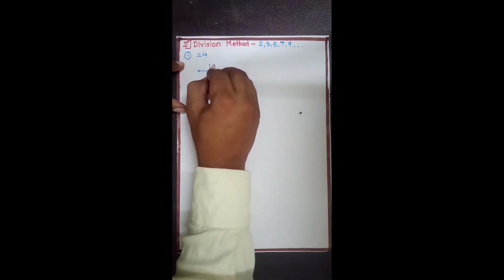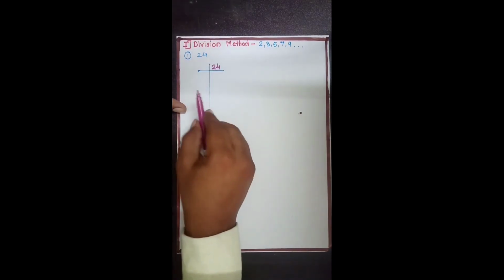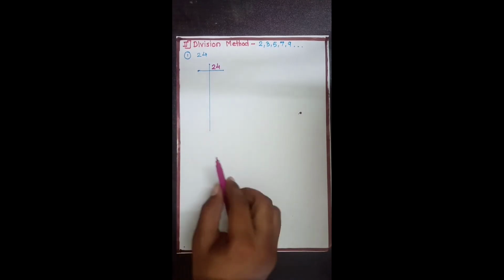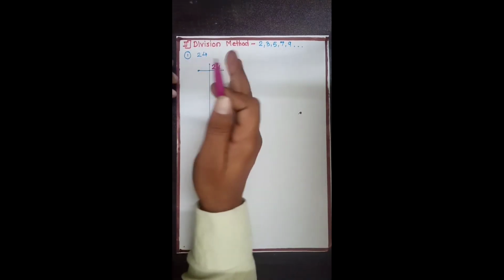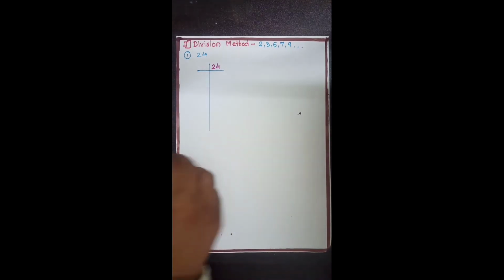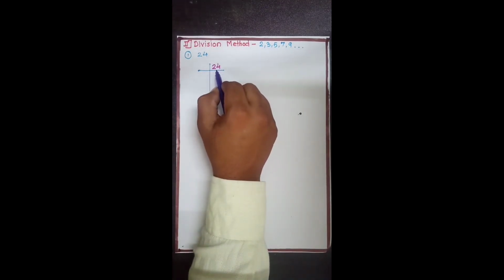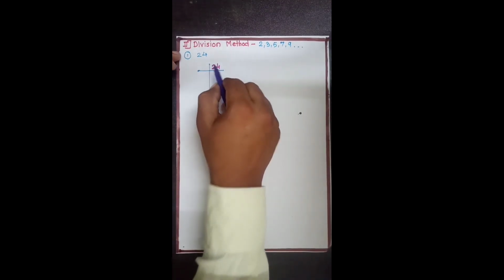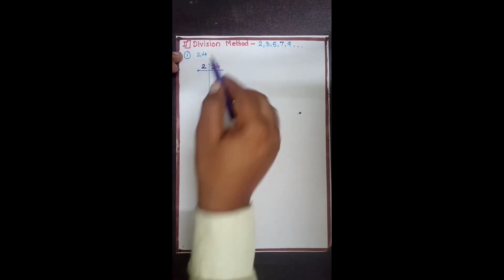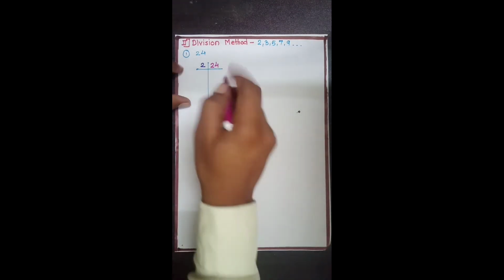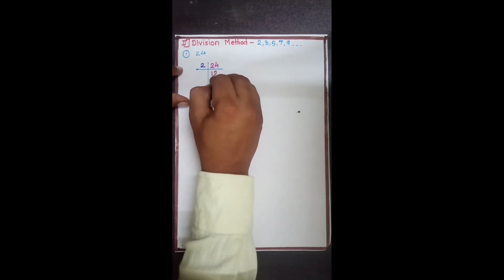So see, always we have to check first of all by 2. Whether the number is divisible by 2. So yes, 24 is divisible by 2 because according to the test of divisibility of 2, it has a 4. So it is divisible by 2. If we divide 24 by 2, then we will get the quotient 12.